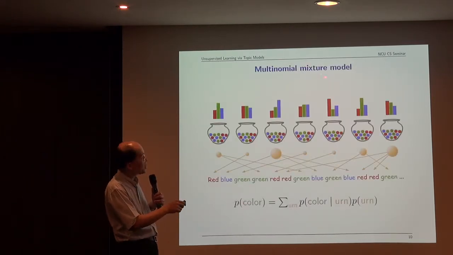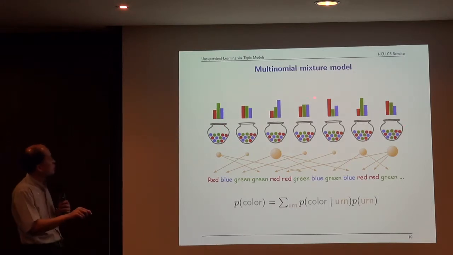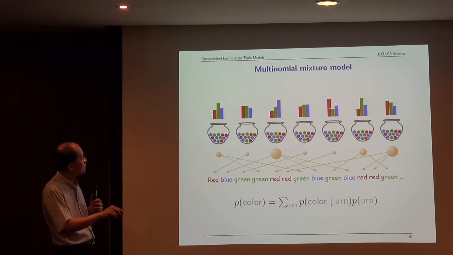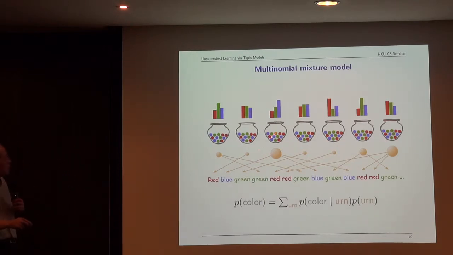But in the multinomial mixture model, we will have multiple topics, multiple mixture components in the observation in your data. Suppose we have several urns: 1, 2, 3, 4, 5, 6, 7. We have 7 urns. Each urn here may represent a topic. So each urn will be relevant to different topics in your model. Some topics may have a higher probability. Some topics may have a lower probability, which is reflected by the size of the circles in this figure.